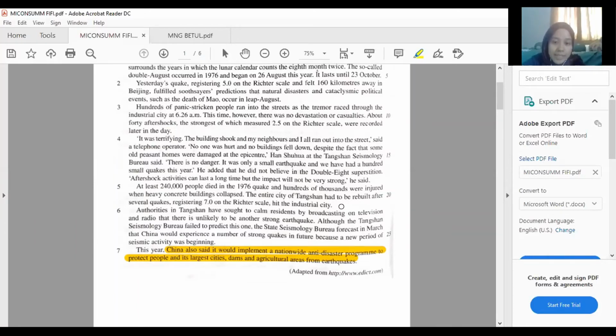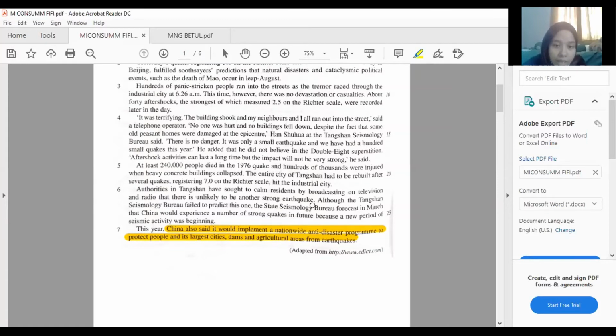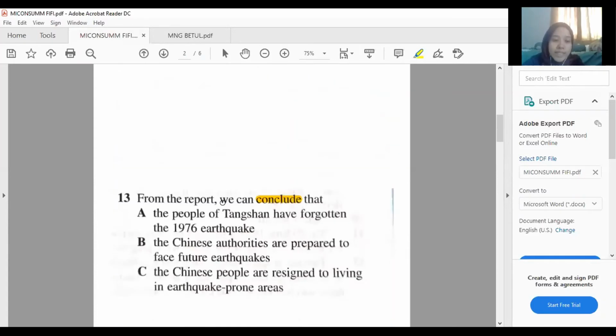hit the industrial cities. And although the Tangshan Seismology Bureau failed to predict this one, the State Seismology Bureau forecast in March that China will experience a number of strong quakes in future because a new period of seismic activity was beginning. And for the concluding paragraph, I'll read: this year, China also said it will implement a nationwide anti-disaster program to protect people in its largest city, dams, and agricultural areas from earthquakes. So as we can see here from the report, we can conclude that.